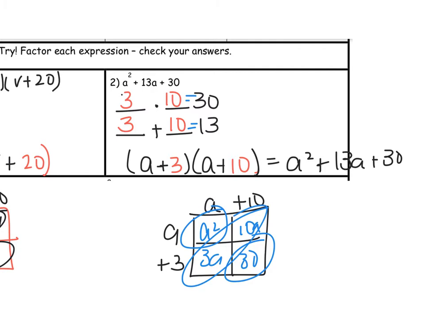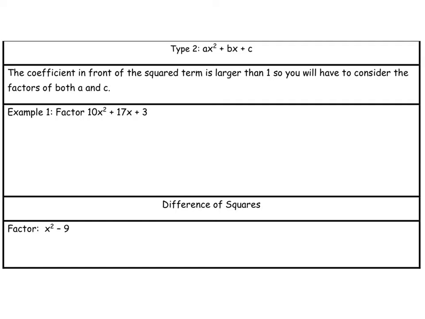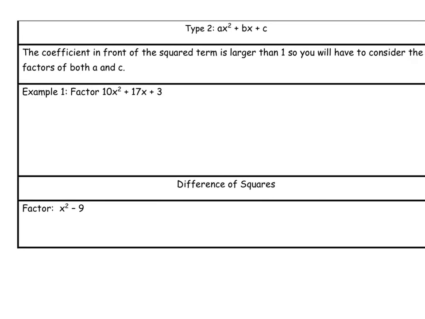Okay, so let's take a look at type 2. Now a is bigger than 1, so we'll have to consider the factors of both a and c. So let's take a look at example number 1. We can't just find factor pairs of 3 that add up to 17, because that's not how this works. Before you do anything, is there a greatest common factor? If the answer is yes between each term, then factor it out. If not, then we're just going to work below, and today we're not going to deal with common factors.